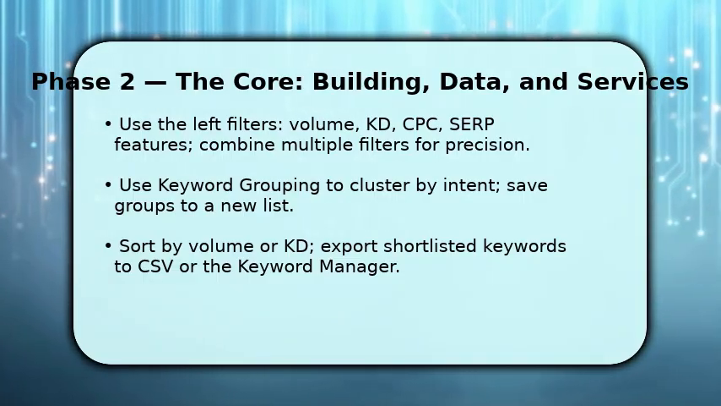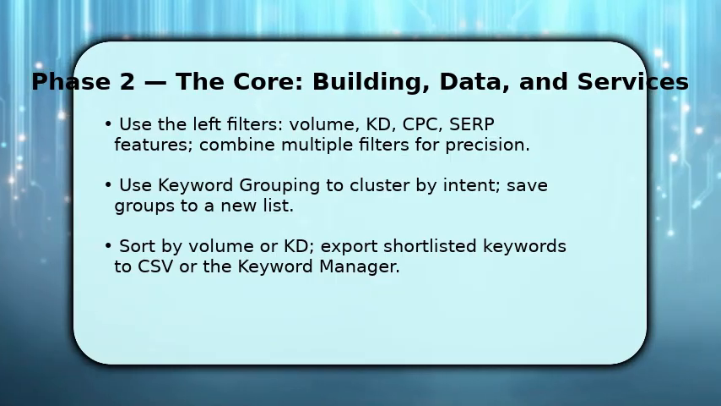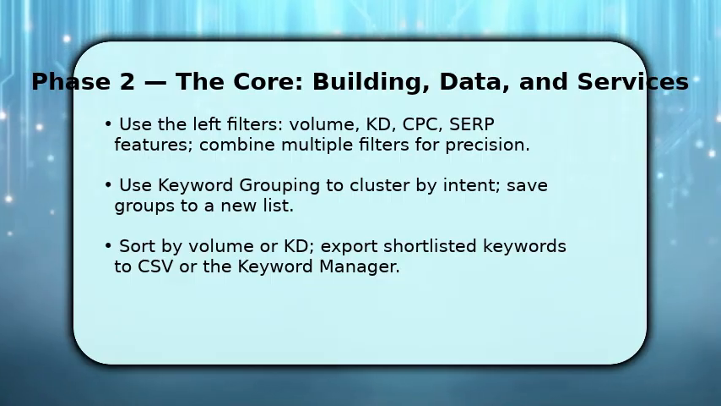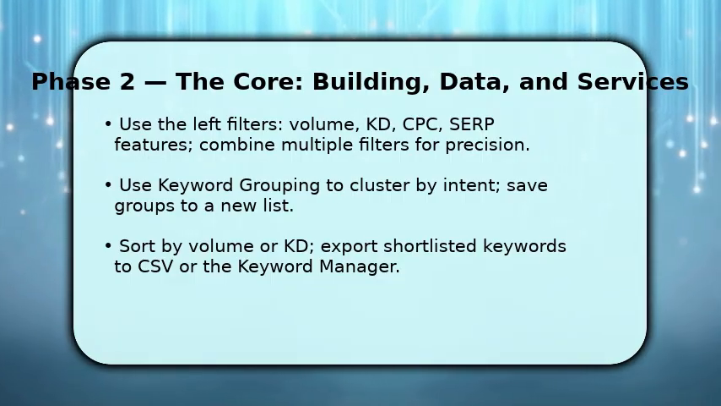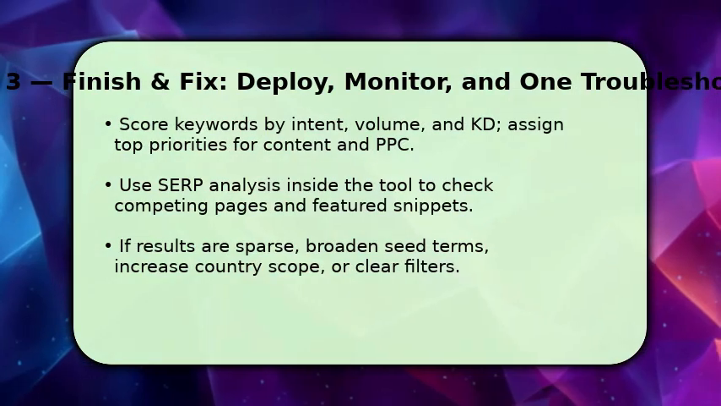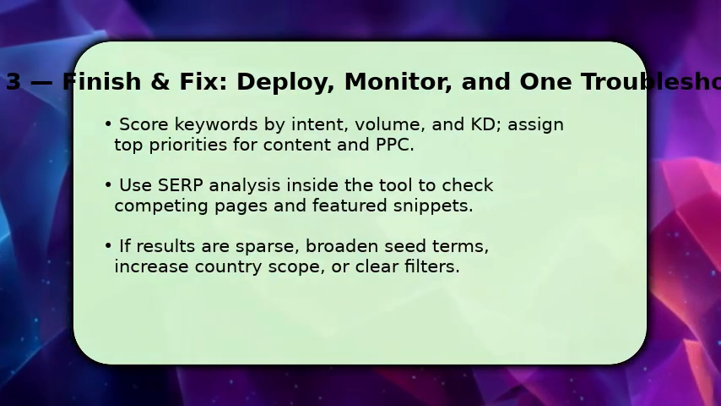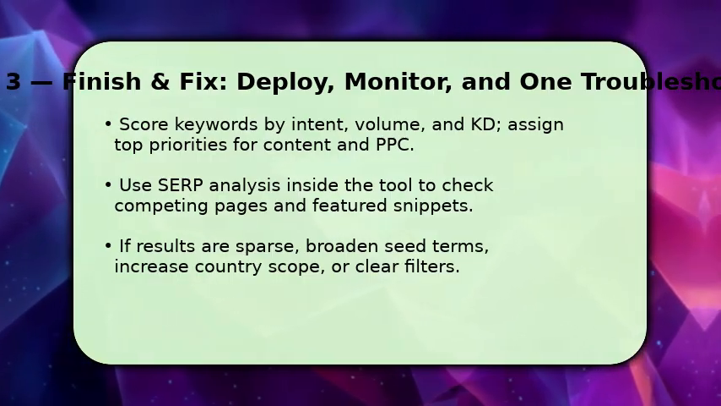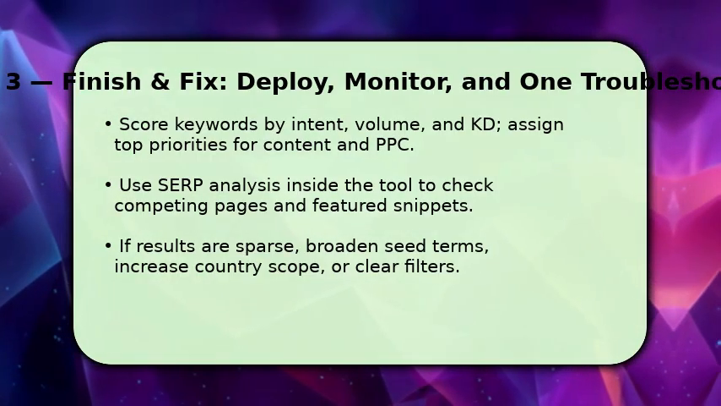Save promising clusters to a new list inside Keyword Manager. Then export the shortlist as CSV or keep it in the tool for future audits and content planning. Finish by prioritizing keywords using a simple scoring: intent, volume, and keyword difficulty. You'll assign top priorities for content pages and separate lists for PPC targets.